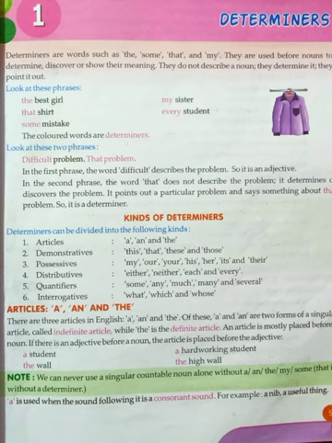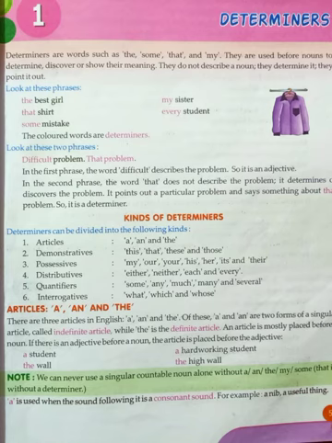I hope you know what a noun is, right? The simple definition of noun: it's a naming word, correct? It defines the name of a place, person, animal, thing, etc. It's a naming word, noun. So determiners do not describe a noun, but what they do is point out a noun. They don't describe it, but they point towards it.